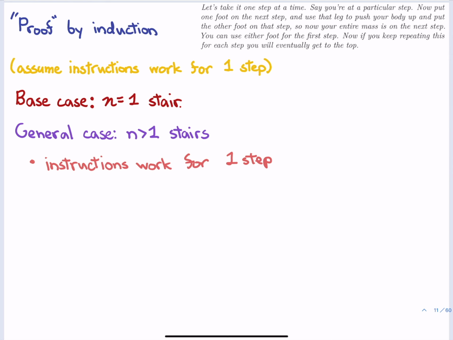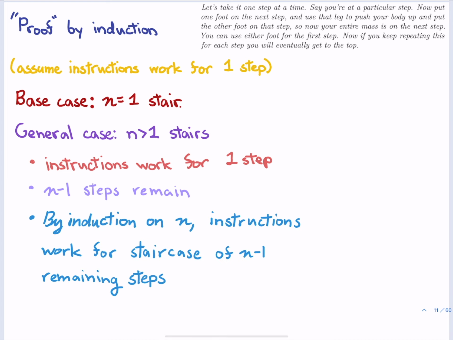Ah, okay, good. Great. So once I've taken one step, n-1 steps remain. What remains in front of us is an n-1 step staircase. And by induction on n, I now know that the instructions work for any staircase of n-1 remaining steps. So I can now apply the instructions, and it works for n-1 by using this principle of induction.